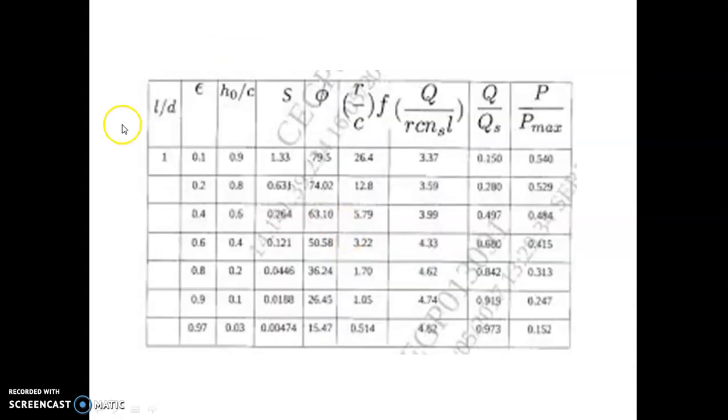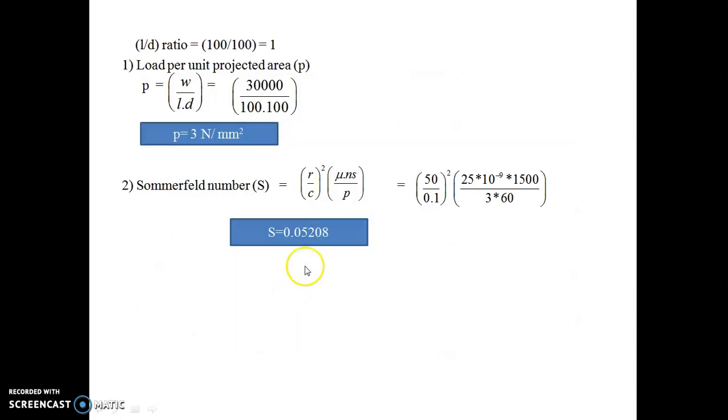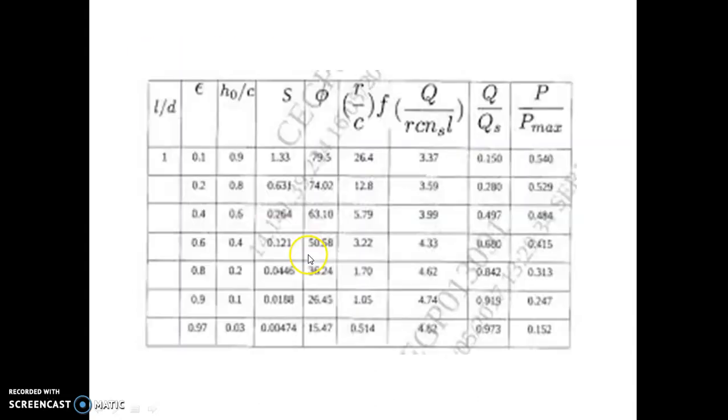We have the table here. L by D ratio equal to 1 and Sommerfeld number here. But we can see the Sommerfeld number 0.05208 is not available in this chart, but it lies between the two values, that is 0.0466 and 0.121. In between the value lies. So we'll take this L by D 1 and these two rows, and from there we can calculate the values for Sommerfeld number 0.05.